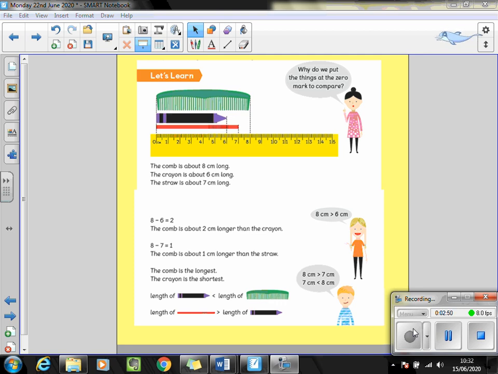And lastly here, we're just going to look at the image of how we might compare those objects using the more than and less than symbols. Have a look at that image.